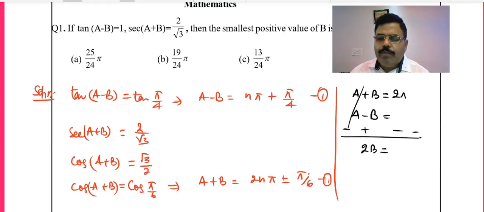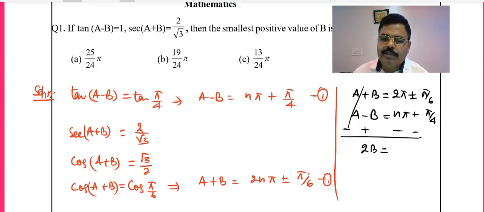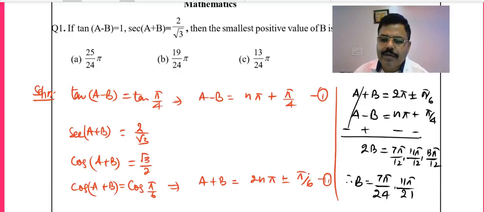So you may take 2 pi plus minus pi by 6 and n pi plus pi by 4. Solving these two, you will be able to get it. 2b is equal to 7 pi by 12, 11 pi by 12, 13 pi by 12, like this. So b is equal to, what will be that? 7 pi by 24 and 11 pi by 24 and 13 pi by 24.